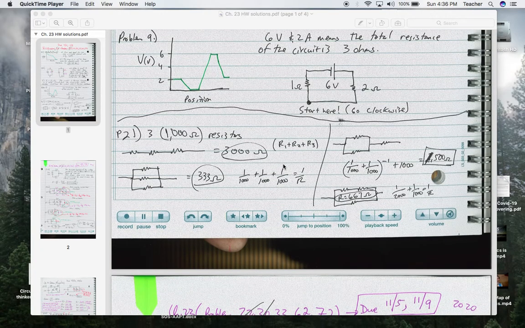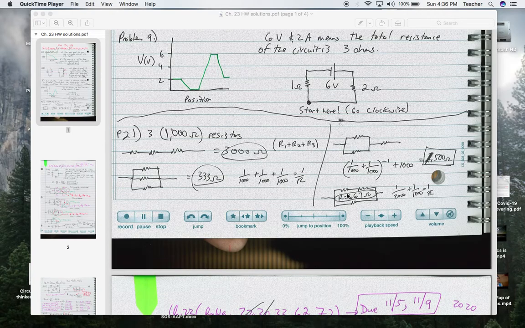For P21, it was asking you how many different arrangements you could have with 3 resistors of 1000 ohms, or 1 kilo ohm, and what those resistances would be. The ones I could think of were 3 in series, which is pretty straightforward, so that's 3000 ohms, 3 in parallel, which is a total resistance of 333 ohms, 2 in parallel, and 1 in series. So those would be equivalent of 500 ohms plus 1000 is 1500 ohms. And this was the toughest one for me, 2 in series with each other, but they're in a parallel branch with the other one, which is 1000 ohms.